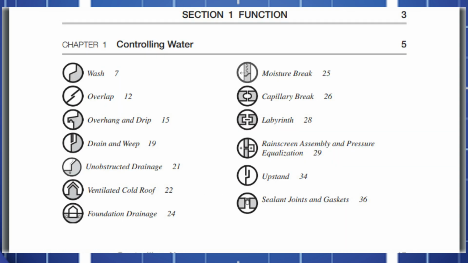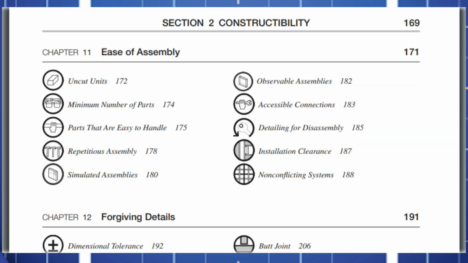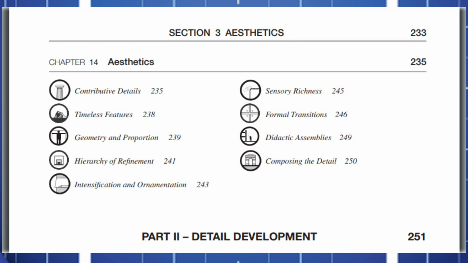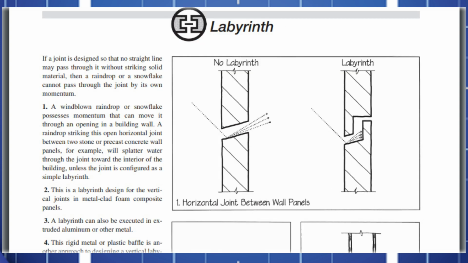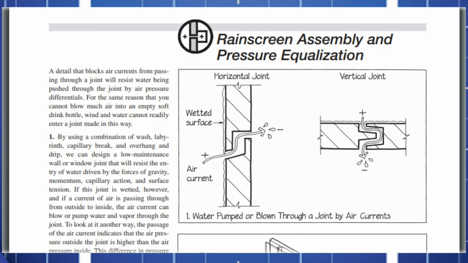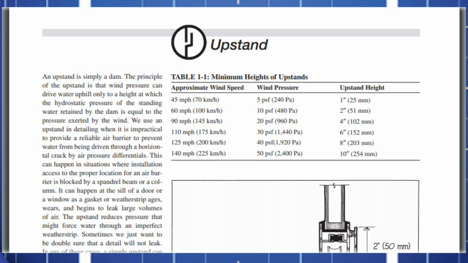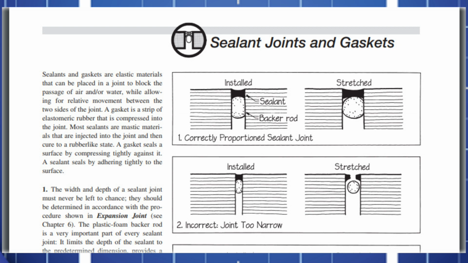The patterns are arranged in three main groups: function, constructability, and aesthetics, corresponding to the three major concerns of the detailer. The order of presentation of these groups is not intended to imply their hierarchy or their sequence in the design process. Under each of these groupings, the patterns are further categorized by similarity of intent.